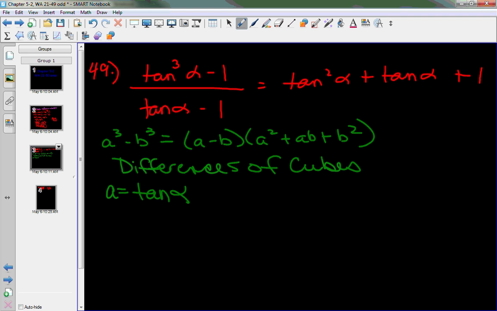Now B is 1. Is 1 a perfect cube? Well, what number multiplied by itself 3 times is 1? 1 times 1 times 1. So this means that B is 1.